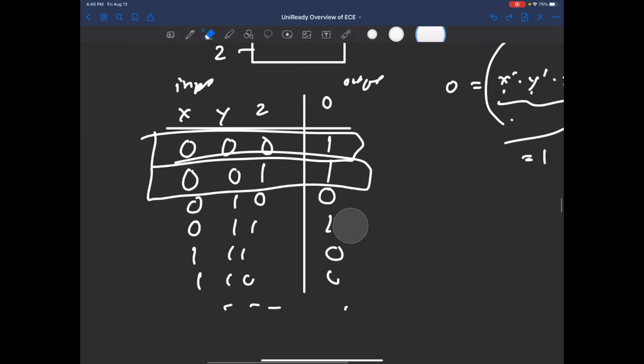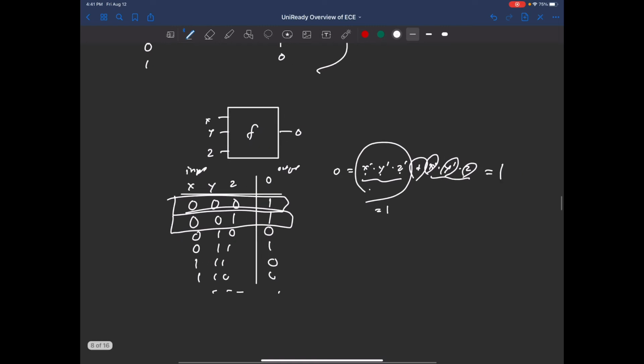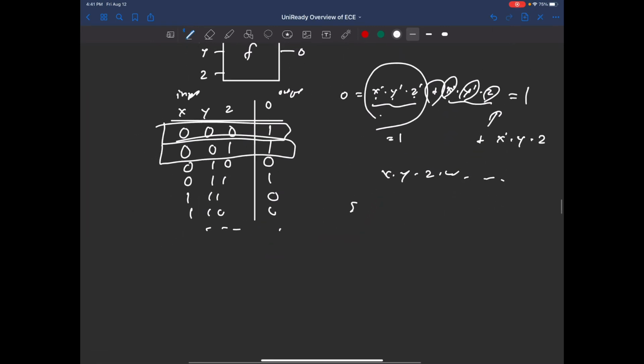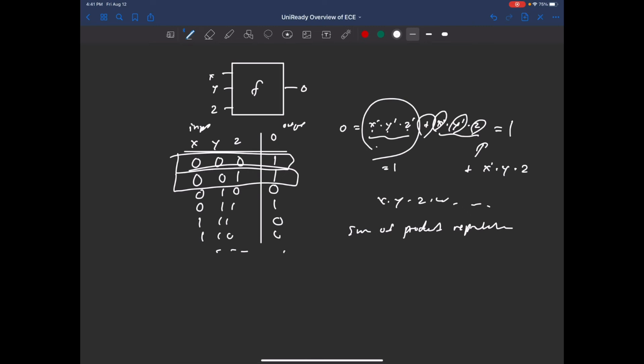If you want the 0, 1, 1 pattern to also return a 1, then you can just add x prime and y and z, right? And if you want more variables, you can just add more variables, x, y, z, w, whatever, right? And this is called the sum of products representation, because you have the sum, right, of products, which are these terms right here.